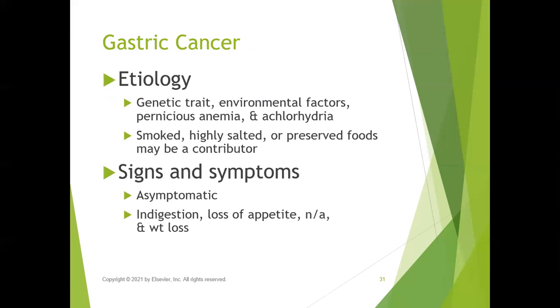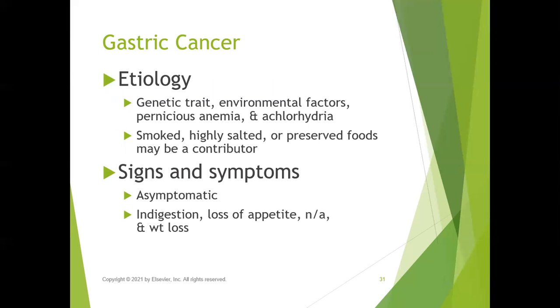Gastric cancer. The etiology of gastric cancer is that there can be a genetic trait, environmental factors, pernicious anemia, or achlorhydria that predispose the patient to gastric cancer. Additionally, smoked, highly salted, or preserved foods may be a contributor.